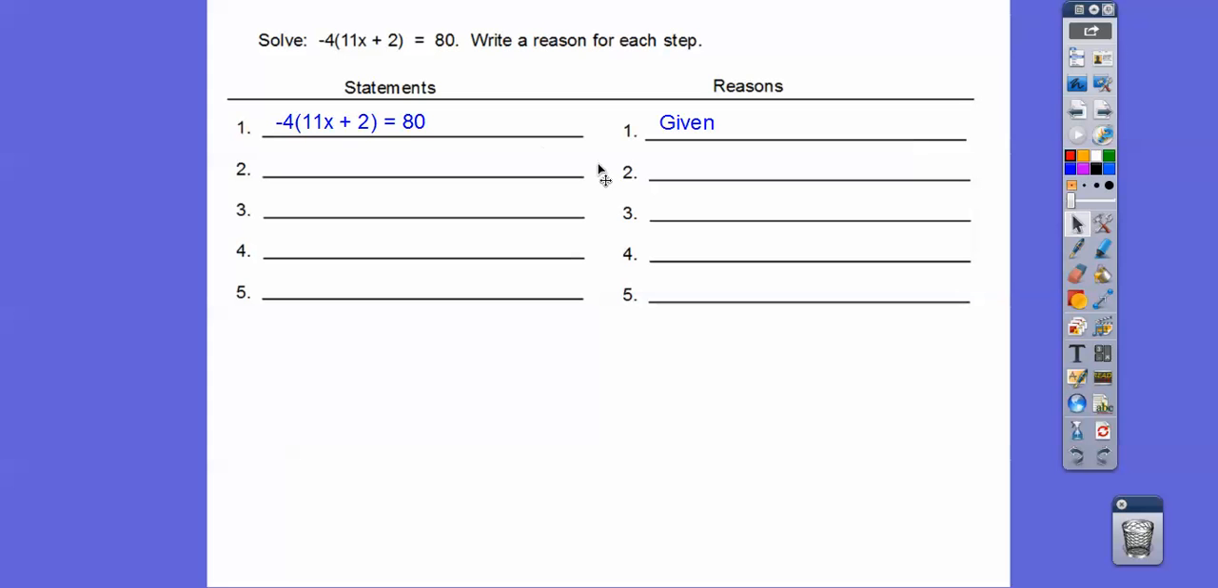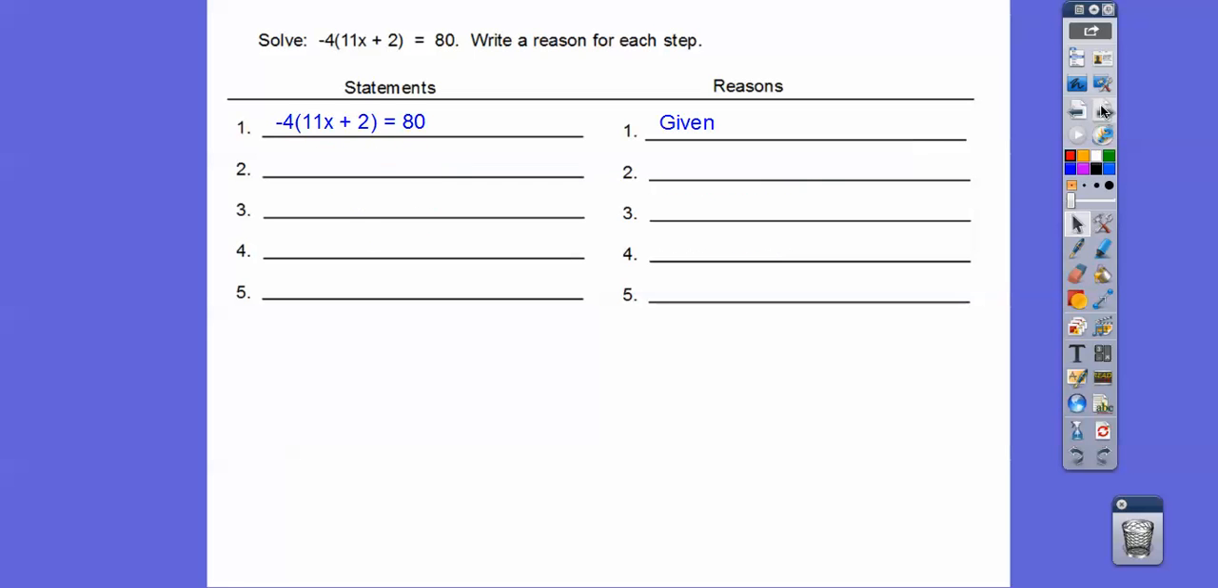Now probably most of you will distribute this -4 through, and that is great. Let's do that. -4 times 11 is -44. -4 times 2 is -8. Next you're going to go +8 +8, so we're using the addition property, adding 8 to both sides. And then finally divide both sides by -44. We get -2. That way is terrific.